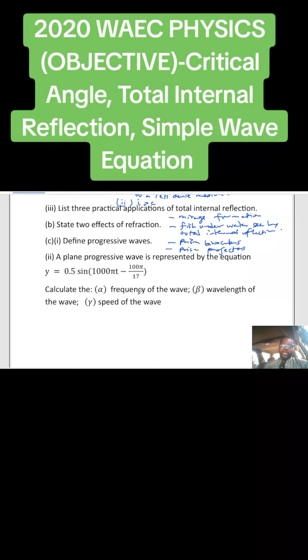Now the next question here says a plane progressive wave is represented by the equation y equal to 0.5 sine (1000 pi t minus 100 pi x over 17). Calculate the frequency of the wave, the wavelength of the wave, and the speed of the wave. Okay, that's very easy. Now you have y equal to 0.5 sine, here is 1000 pi t, then we have minus 100 pi x all over 17.